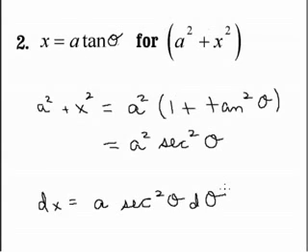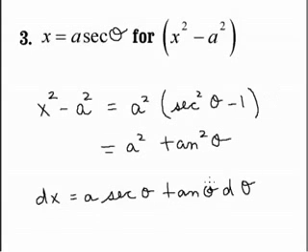Now here is another possible substitution. Suppose we're dealing with an integrand which contains an a squared plus x squared. Then we let x equal a tangent of theta. In that case, a squared plus x squared becomes a squared times the quantity 1 plus tangent squared theta, which is a squared secant squared theta. dx is a secant squared theta d theta in this particular substitution.